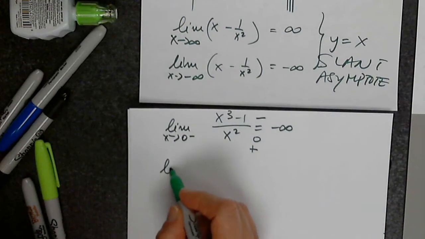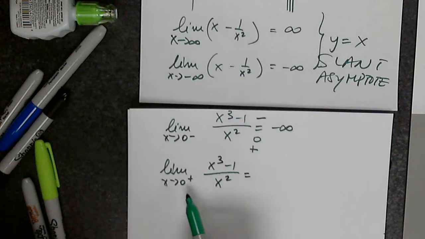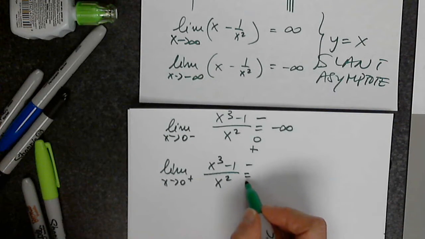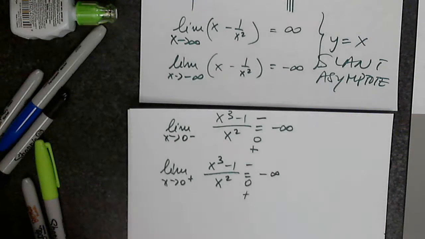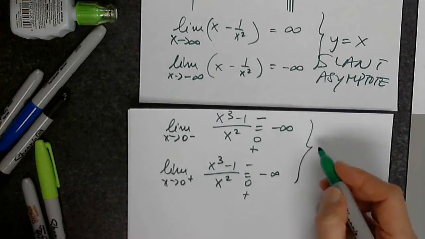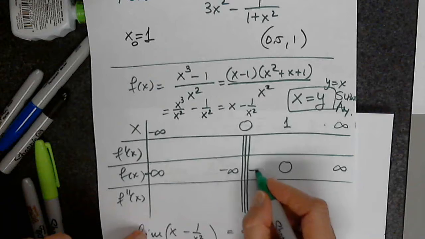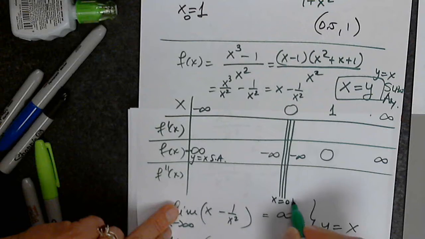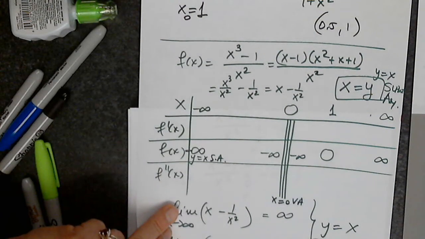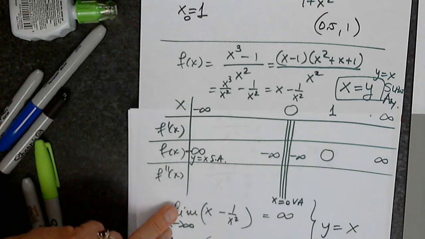Now on the other side, the limit as x approaches 0 from the right of (x cubed minus 1) over x squared. The top is still negative, the bottom is still 0, and with 0 from the right, 0.1 squared is positive, so it's both sides the same thing. And this implies that x equals 0 is a vertical asymptote. So negative, negative. I'll write myself a note: y equals x slant asymptote, x equals 0 vertical asymptote. There is nothing else I can find about the function from the function itself.